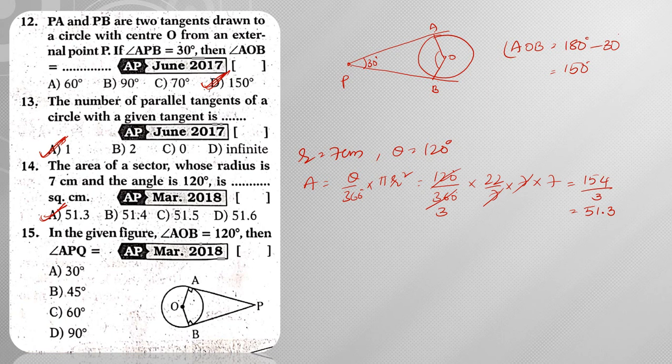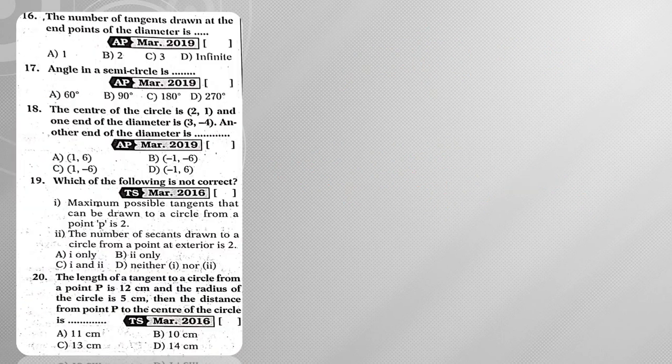Next, in the given figure, angle AOB is equal to 120 degrees. Then angle APQ. So where is Q? So angle APQ is asked. So suppose this is APB. Okay, so if it is APB, then this particular angle is the complement of 120 degrees. Sorry, the supplement of 120 degrees. So what is the supplement of 120 degrees? It is nothing but 60 degrees. Hence the answer is 60 degrees. So here we need to change it to APB. Right.